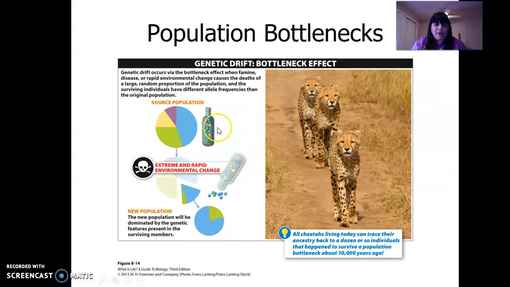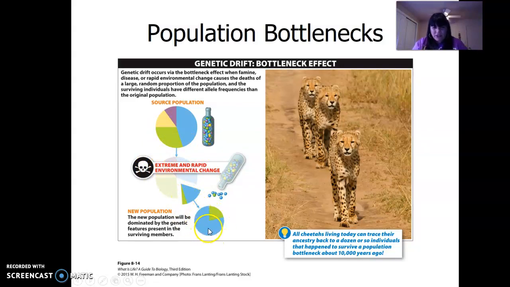Bottleneck effect. Think of a bottle. Here's a bottle and here's the neck. So this is big, this is small. So here, all these different colors are showing different genes, different alleles, okay? And this happened to cheetahs. Now we know because we can do DNA sequencing and look at how closely related these cheetahs are. But right now, this is the population. Blue, green, yellow, purple. These are all the different alleles and their percentage in the population. Let's say some kind of catastrophic event happens. It's random, okay, and kills off a huge percentage of the population. It says extreme rapid environmental change.